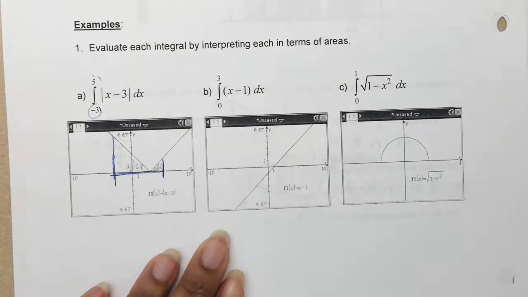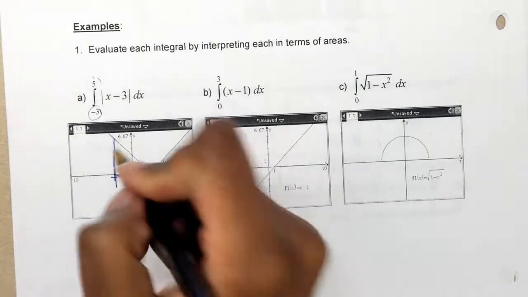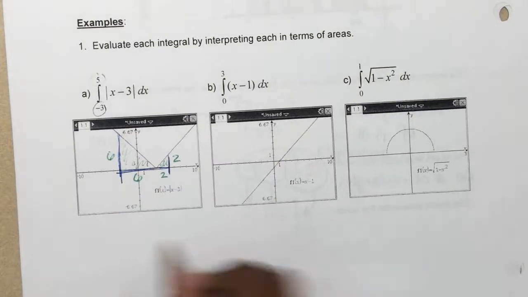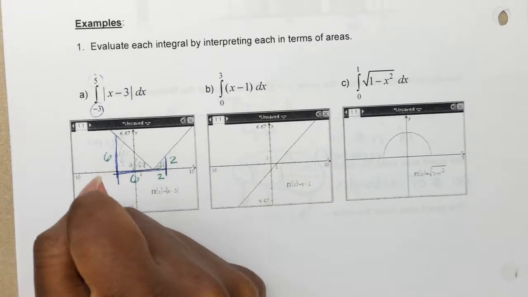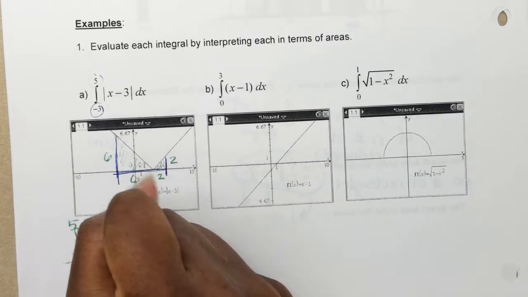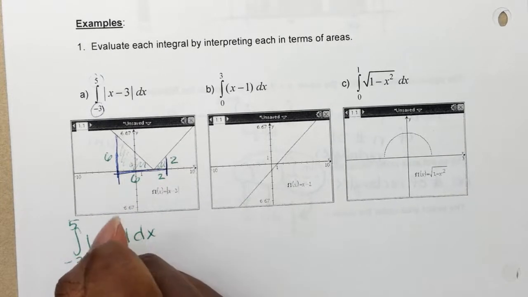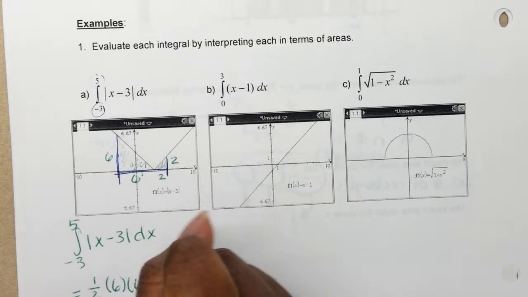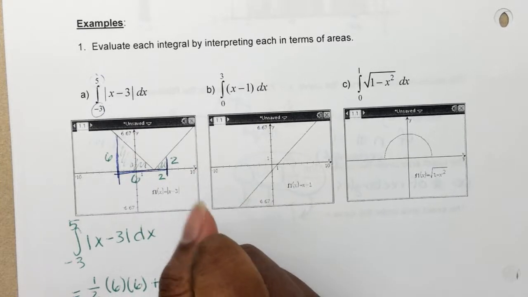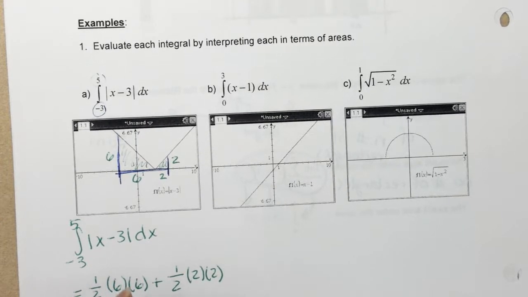So since they are perfect triangles, we can use the area of a triangle to help us figure this out. So the integral from -3 to 5 of the absolute value of x minus 3 dx is equal to 1/2 base times height of this triangle, 6 times 6, plus 1/2 base times height of the second triangle, which is 2 times 2, which gives us 18 plus 2, which is 20.